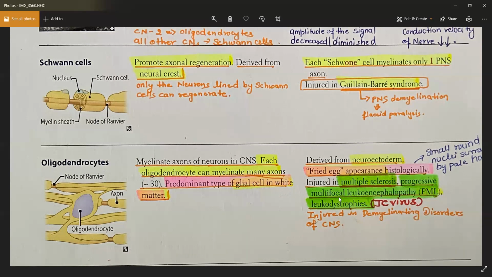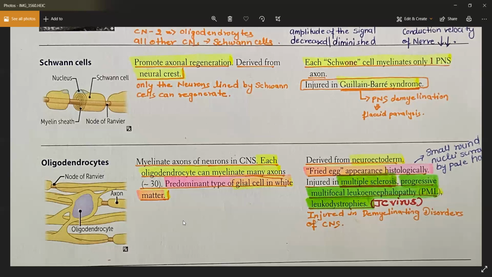Similarly, in progressive multifocal leukoencephalopathy, you will have a damage of the myelin, and as a result, you will get the plaques in the white matter again, right? The oligodendroglioma, which you will study later, will have a very fried egg appearance when you look at it under the microscope. As you can see, they have a very large nucleus and a very small cytoplasm. This gives them a very fried egg appearance.